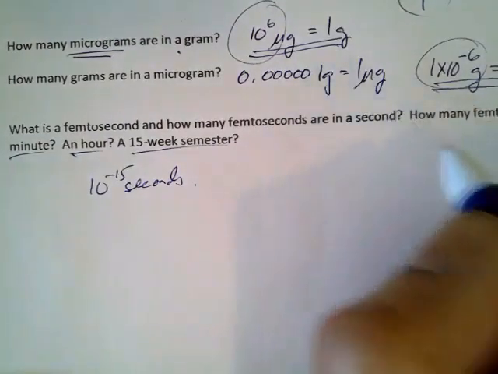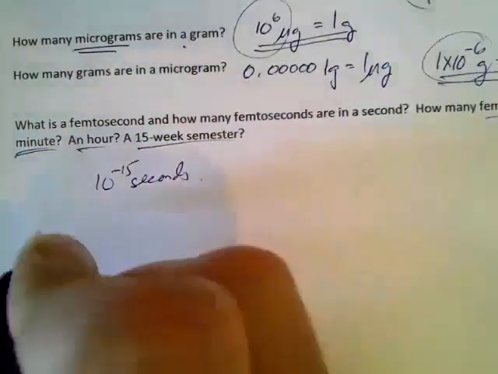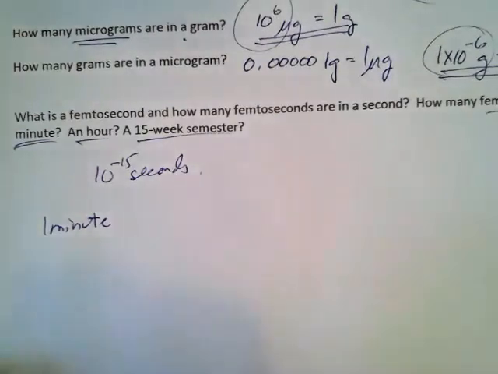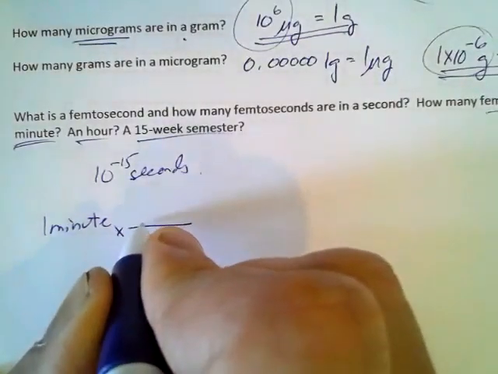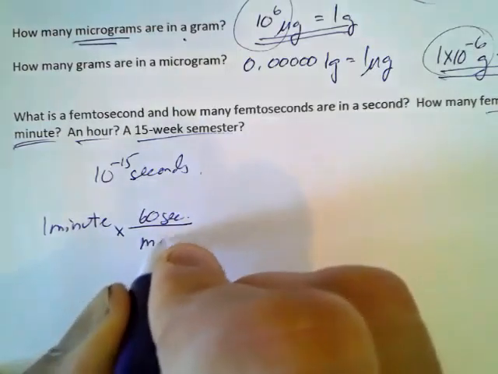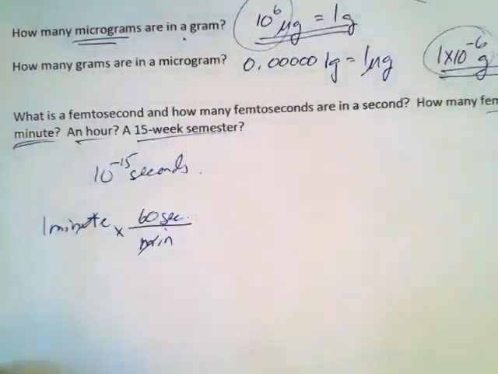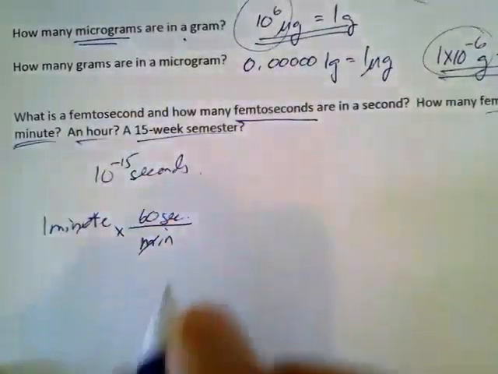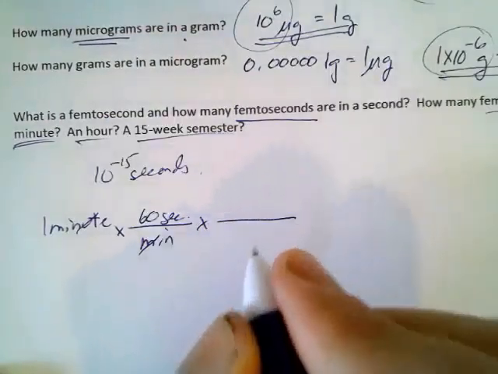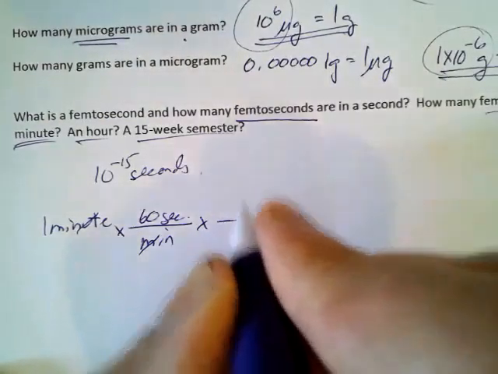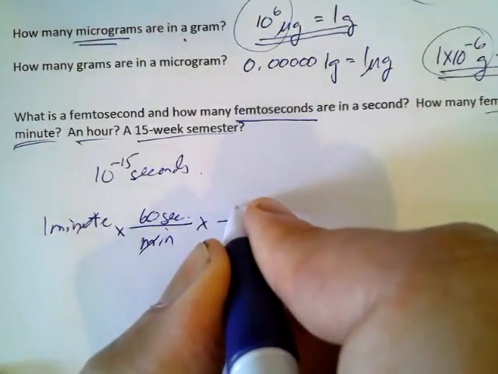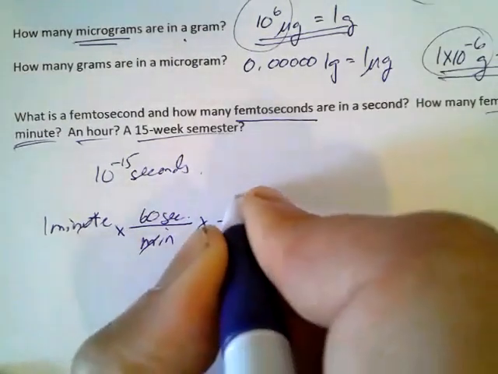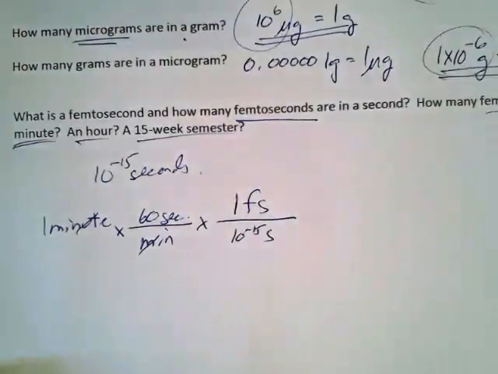So now the next question is how many femtoseconds are in a minute? Well, let's start with our thing that only has 1 unit. 1 minute only has 1 unit. We know that there are 60 seconds in a minute. Notice I'm setting this up so that the minutes cancel. And I've chosen a conversion that gets me into seconds because I know I eventually want to get into femtoseconds. And we just found out that we want femtoseconds up here. So 10 to the minus 15 seconds is 1 femtosecond.